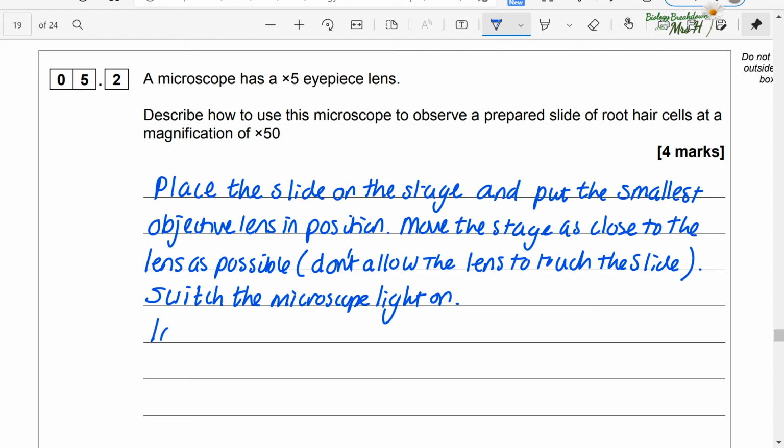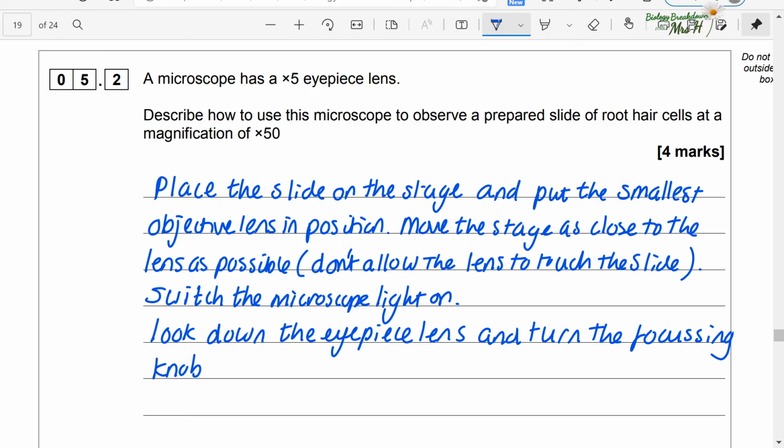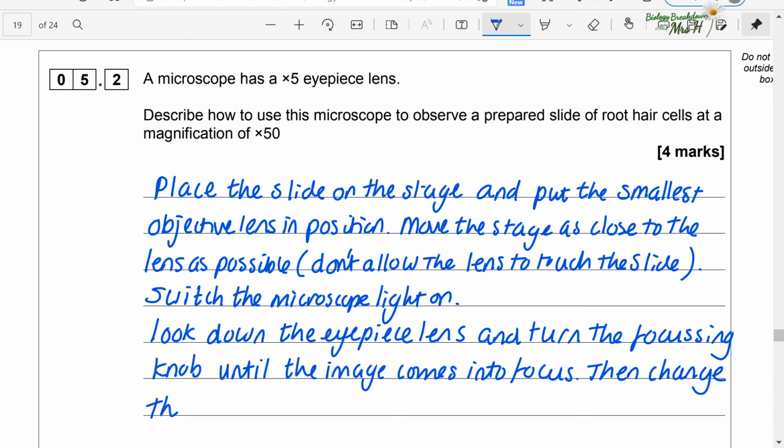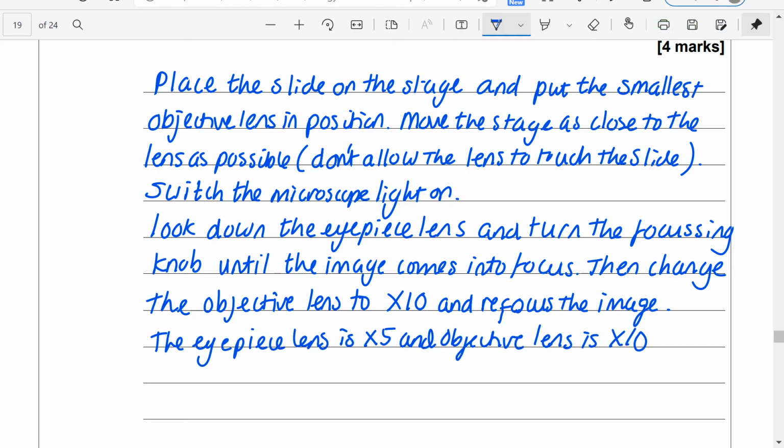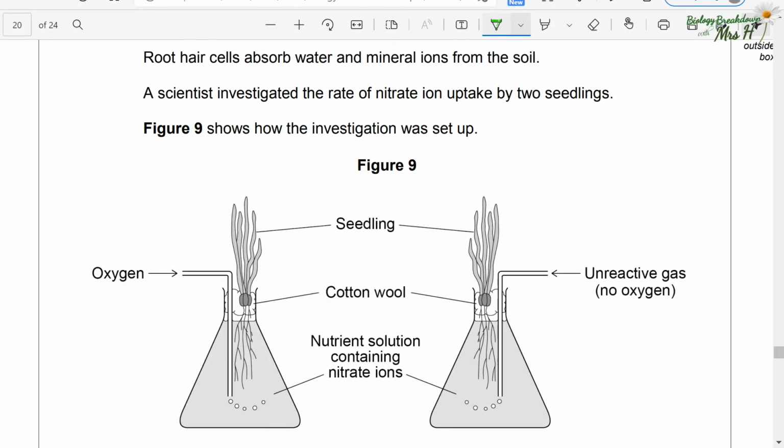And then you can look down the eyepiece lens and turn the focusing knob until the image comes into focus. Then change the objective lens to the ×10, so you're zooming in, and refocus the image. Now, because the eyepiece lens is ×5 and the objective lens is ×10, you are now looking at that at a ×50 magnification.